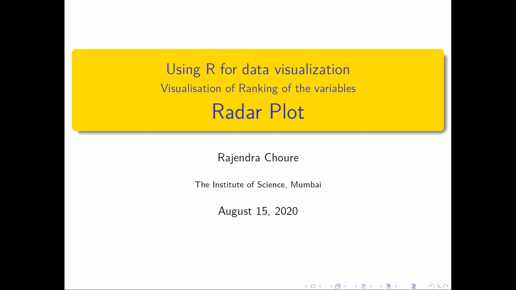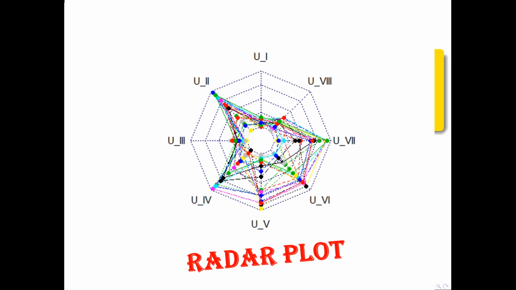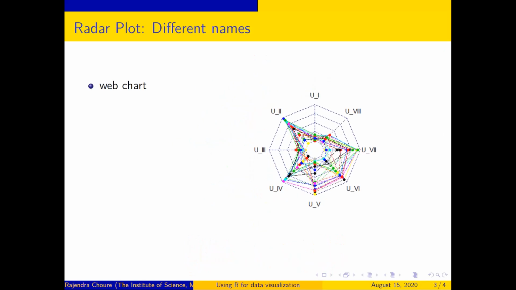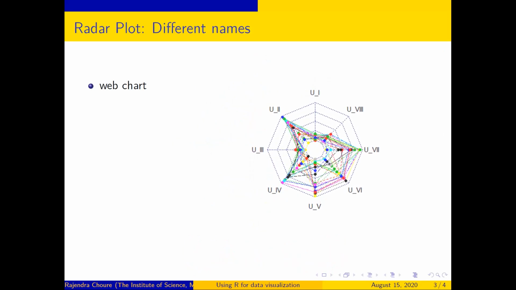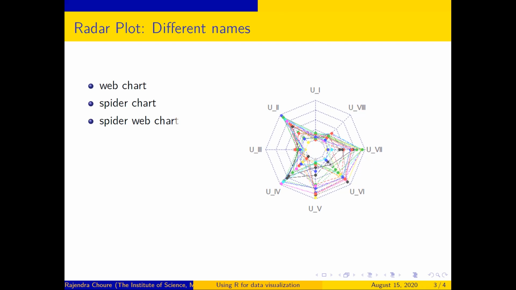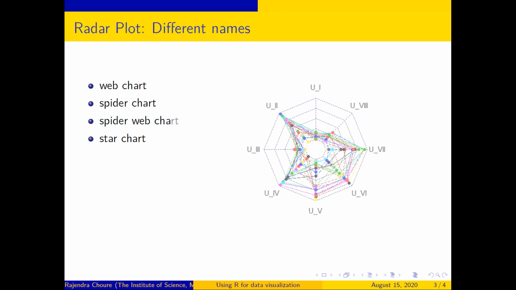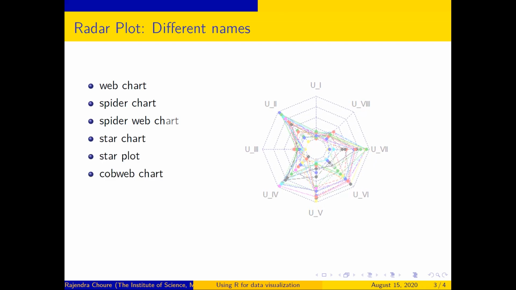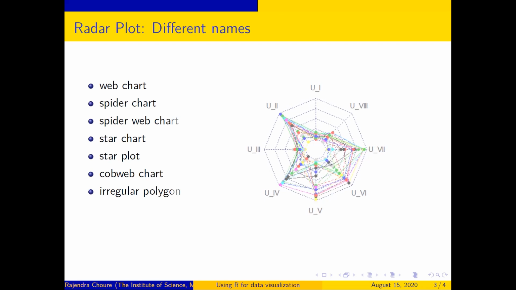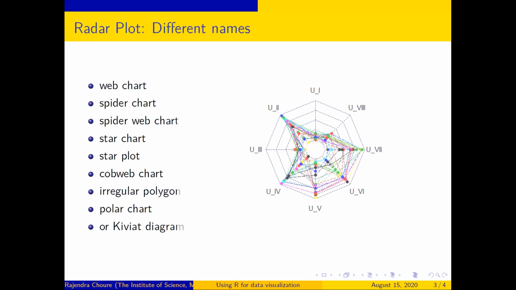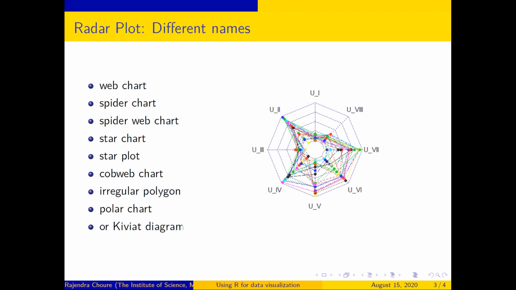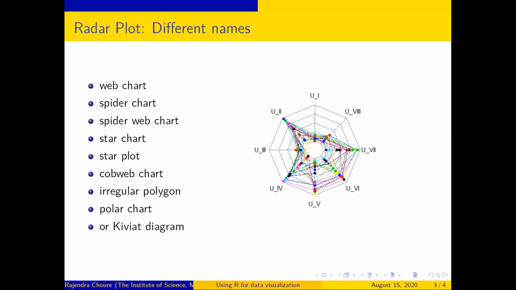In this session, we will visualize how to rank variables. And for that, we are going to use radar plot. Radar plot is known by different names. One is web chart, spider chart, then spider web chart, star plot, cobweb chart, irregular polygon, polar chart, or cuvette diagram. And most of these names are because of its shape, star shape.